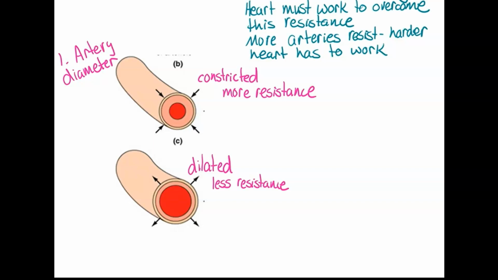Okay, then let's look at what causes arteries to constrict or dilate. This is controlled by your autonomic nervous system. So you remember this from chapter 15. This is where we have sympathetic and parasympathetic. Now remember that sympathetic is the only one that controls arteries. Parasympathetic has no effect on the diameter of your arteries.